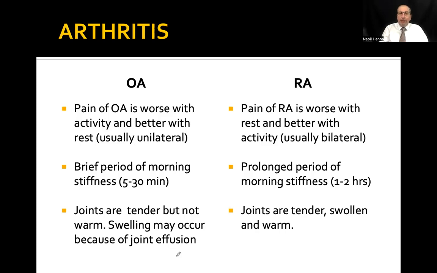If we come to the clinical picture, in both conditions, there are joint pain and joint stiffness. In osteoarthritis, the pain is worse with activity and better with rest. That's why patients with osteoarthritis, when they wake up early in the morning, feel okay. But as they exercise and walk and sit and climb stairs, all this creates more friction between the bones without articular cartilage covering them. So at the end of the day, they feel the pain.